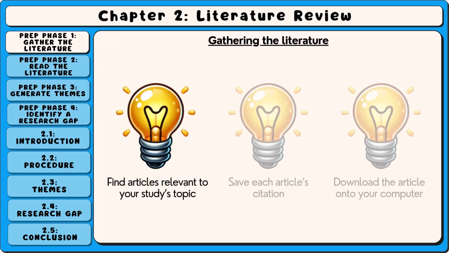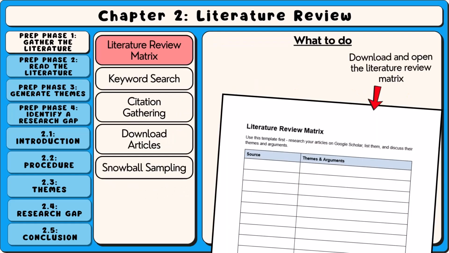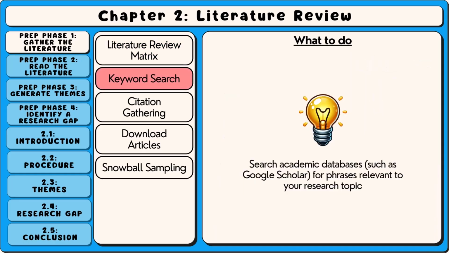In phase 1, you will find academic articles relevant to your topic, save each article citation, and download the article onto your computer. For this phase, the first thing you should do is to create a literature review matrix. You can see the literature review matrix I give to my students on the screen here. If you download the thesis templates in the description, I'll show you how to grab that literature review matrix from me. Okay, so once you've downloaded the literature review matrix, it's time to do a keyword search.